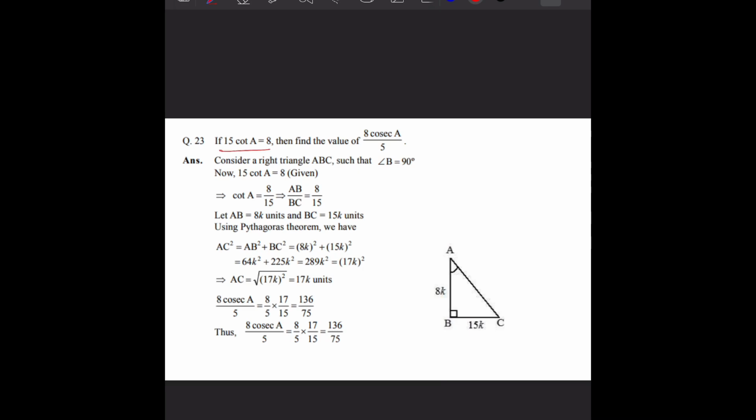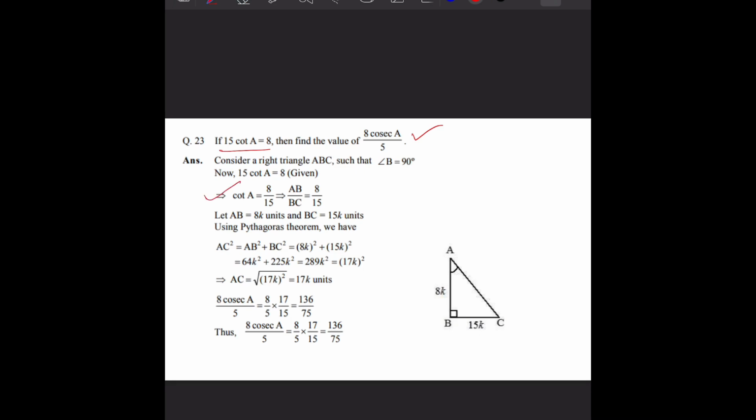If we got 15 cot A equals to 8, find the value of this. Question number 23. As we can shift this 15 here, what will be cot A? Cot A will be 8 by 15.